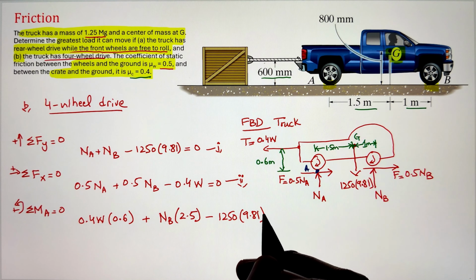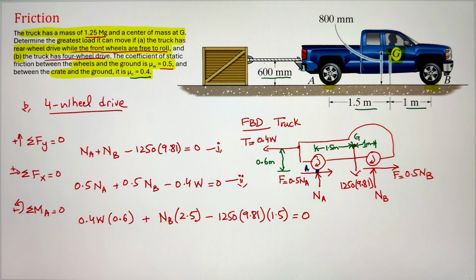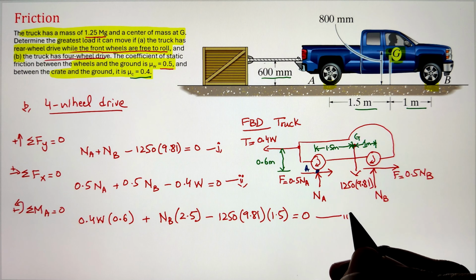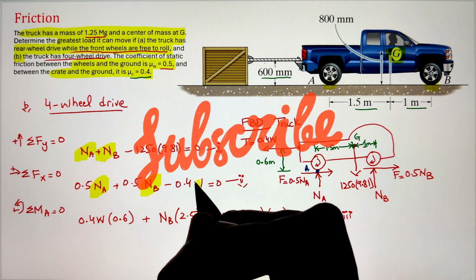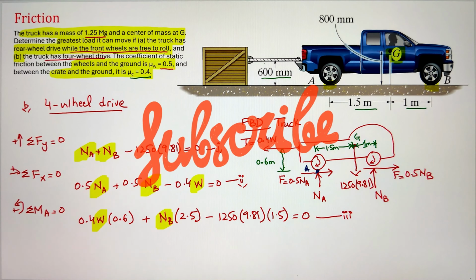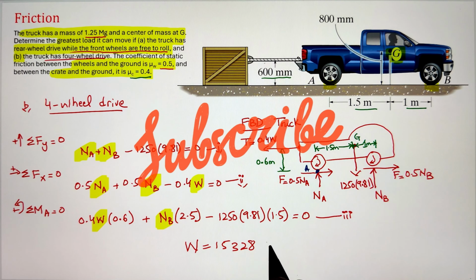Now, in this case, I have three equations and three unknowns, so we can easily simplify this set of linear expressions and get our value of load, that is coming as 15,328 newtons. That is way higher than our rear wheel drive.